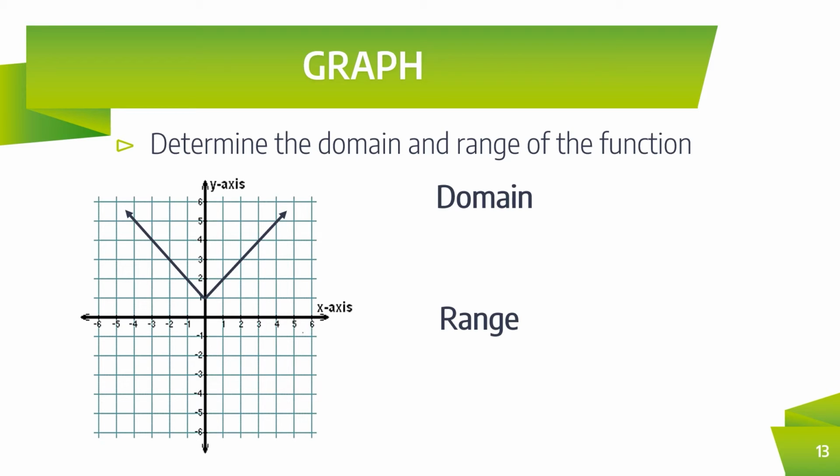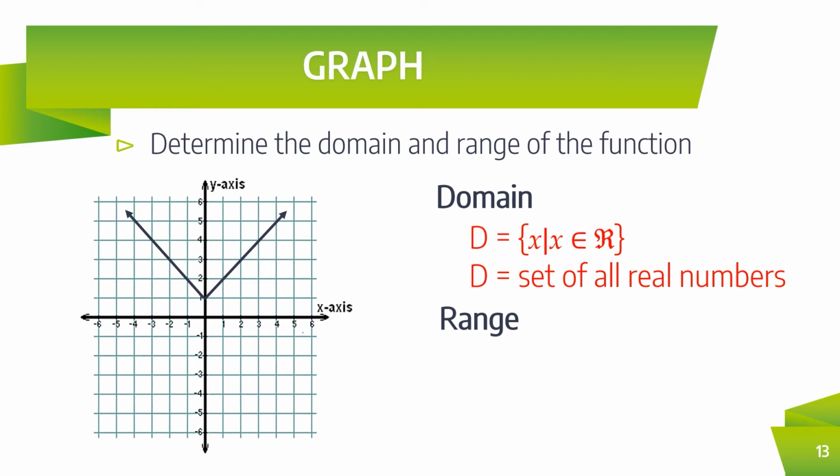Let us analyze the second graph to identify the domain and the range. The arrowheads indicate that the graph extends to the left and the right without bound. So the domain is the set of x such that x is an element of real numbers, or simply the set of all real numbers, while the range is the set of y such that y is greater than or equal to 1, because the arrowheads extend upward starting with positive 1.